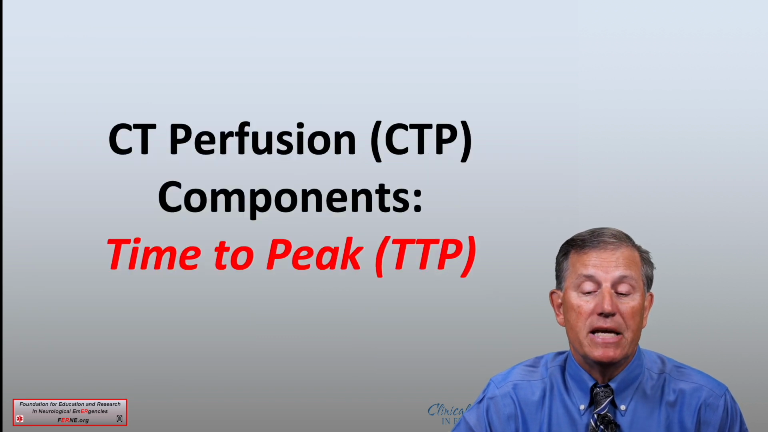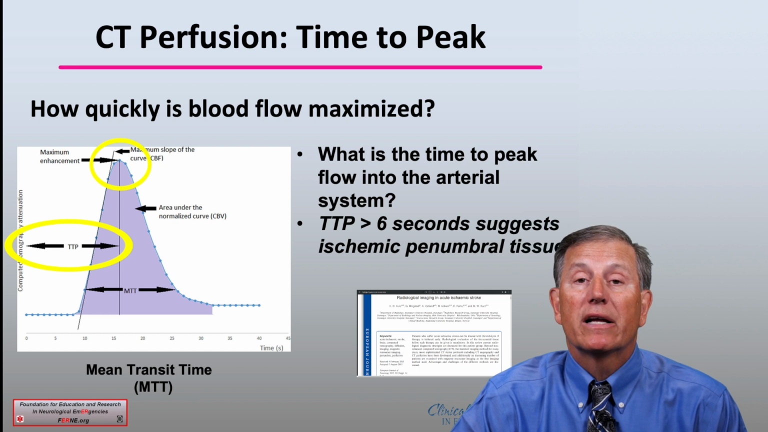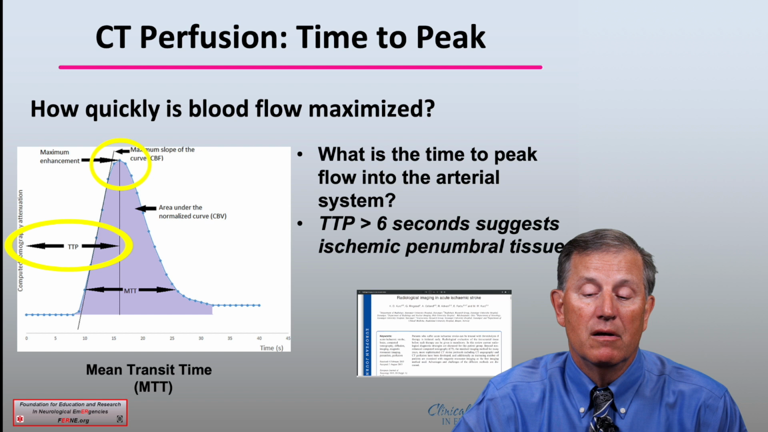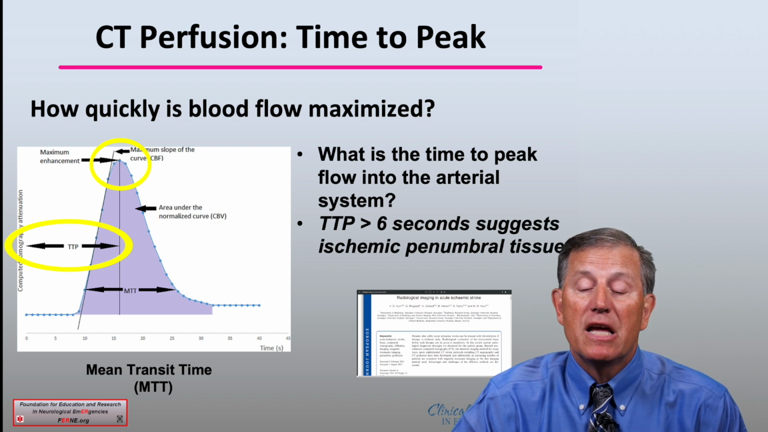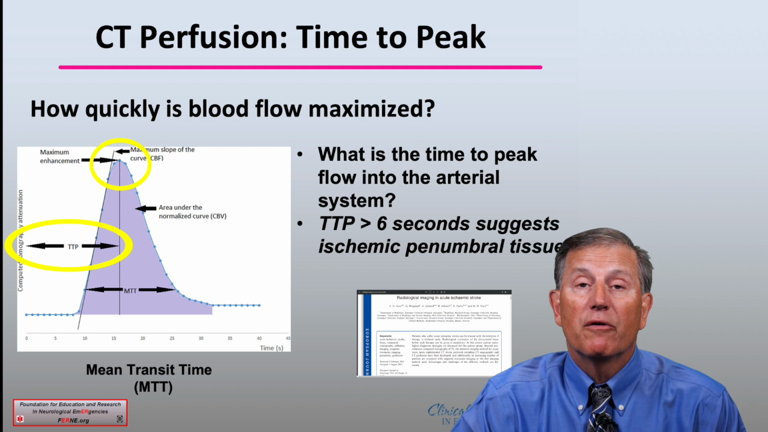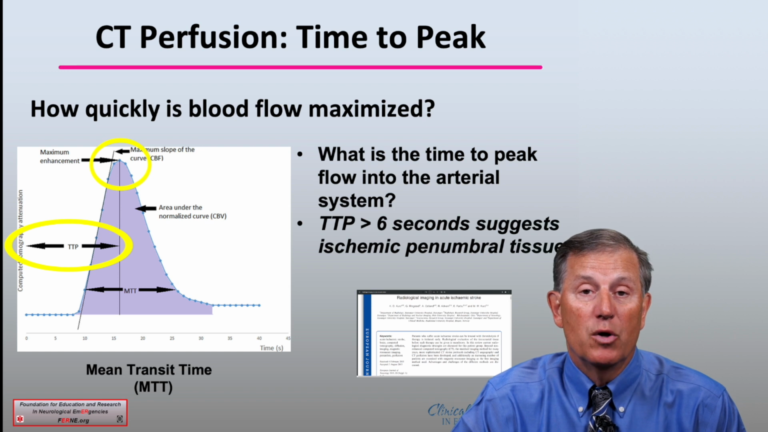Last is time to peak. This talks about how quickly is blood flow maximized through the tissue that is at risk. And if you say, what is the time to peak flow into the arterial system so that oxygen can be carried to the at-risk tissue? And a time to peak of greater than 6 seconds suggests ischemic penumbral tissue, which is at risk and which will benefit from the activities that resolve the clot and restore blood flow.